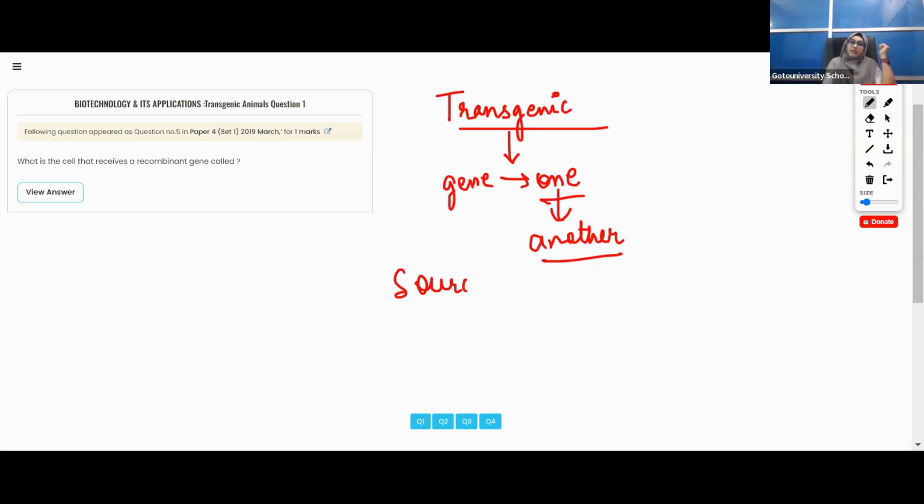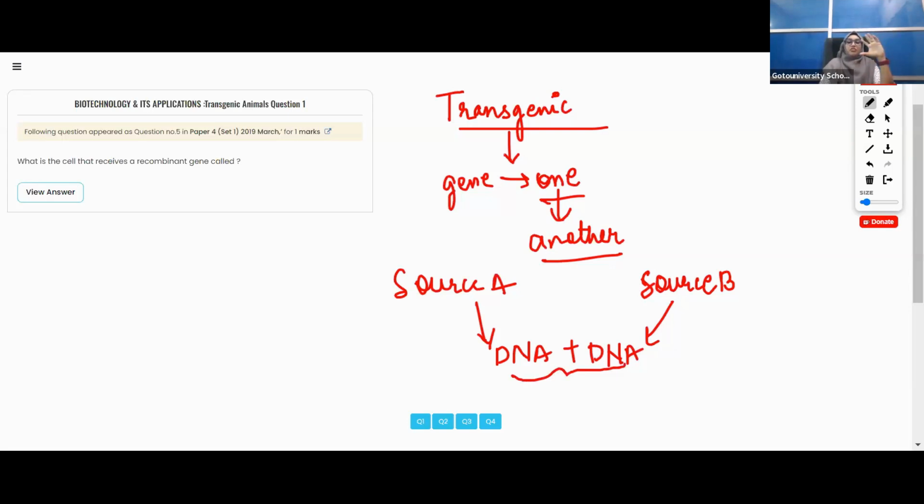This is source A, this is source B. Source A DNA we are taking plus source B DNA we are taking. Is it clear? By combining the DNA of different sources, a gene has been artificially created. We can name it an artificial gene, and this artificial gene is nothing but recombinant gene. I hope the recombinant gene is clear, and the answer, that is transgenic cell, is also clear.